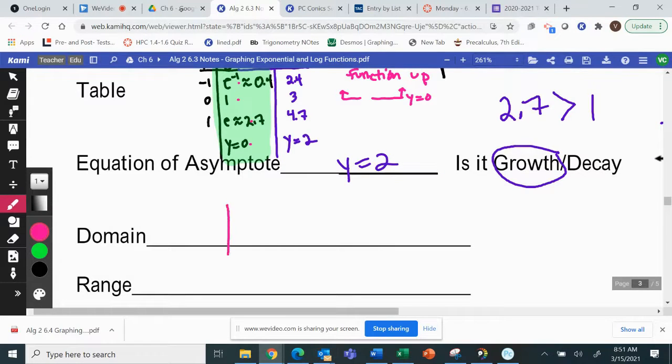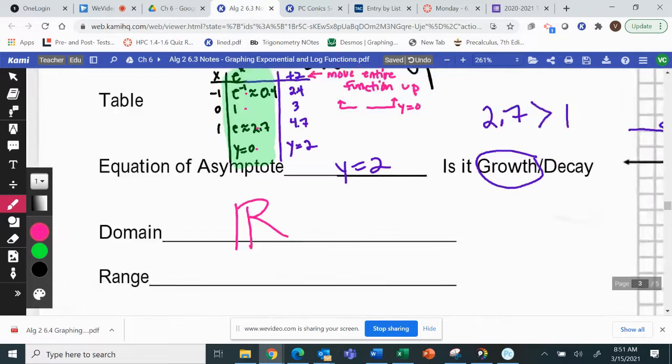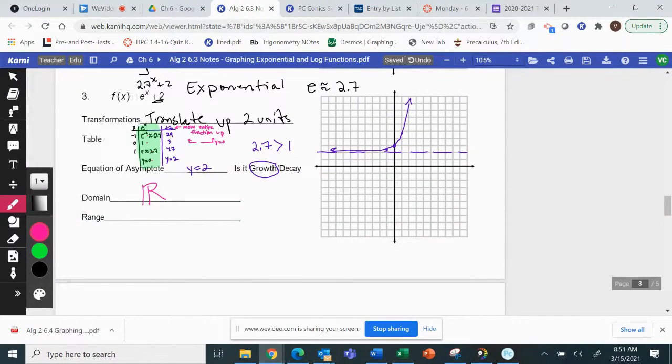That's why our domains are everything, but our range gets stopped by the asymptote. So our range for this one, if I look at my picture, it's only above 2. So y is greater than 2. And that 2 is the asymptote. That's what the asymptote is doing. It's cutting off the range.